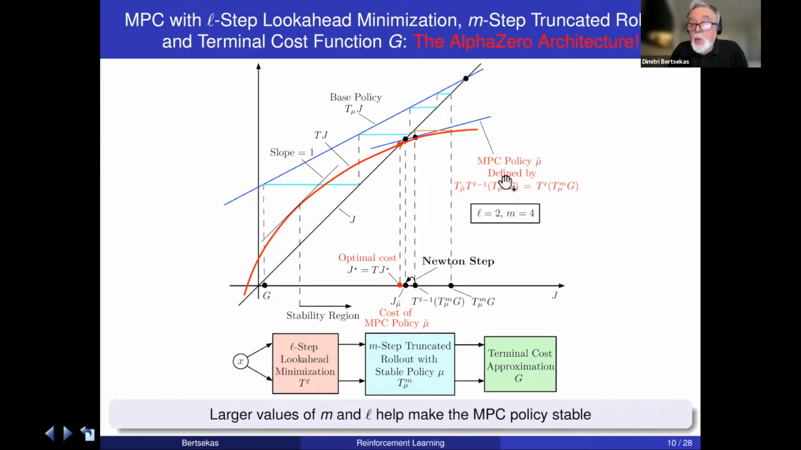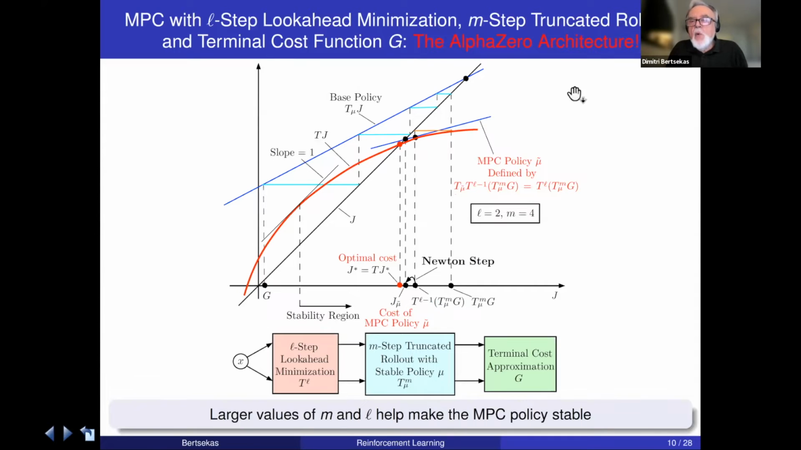And the results of that, which is this thing here, we apply T to the L, L steps of look-ahead minimization, to it. And the very first policy that's obtained from this minimization is precisely the MPC policy with L-step look-ahead minimization and M-step truncated rollout. Now, this figure here involves an extension, and the extension is the M-step truncated rollout. If we didn't have this M-step truncated rollout, it would be exactly the same as the figure of the preceding slide.